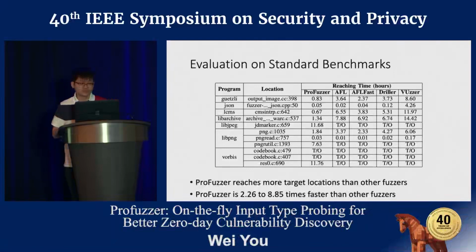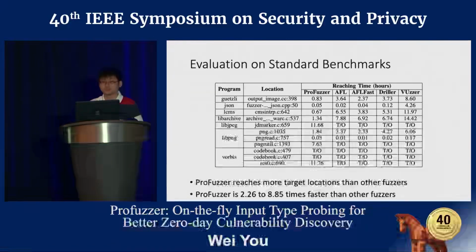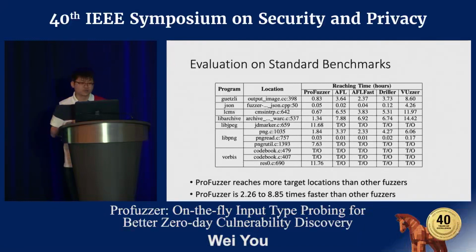The third one is the evaluation on standard benchmarks. We compared ProFuzzer with some state-of-the-art fuzzing tools, including AFLFast, Angora, and libFuzzer, on the Google Fuzzer test suite to see whether they can reach the specified code locations. And the evaluation results show that ProFuzzer can reach more target locations and is 2 to 8 times faster than other fuzzers.